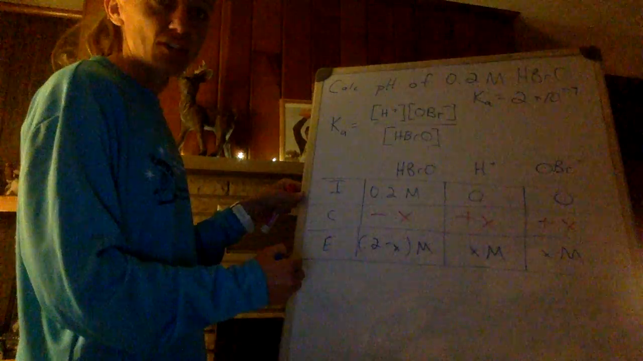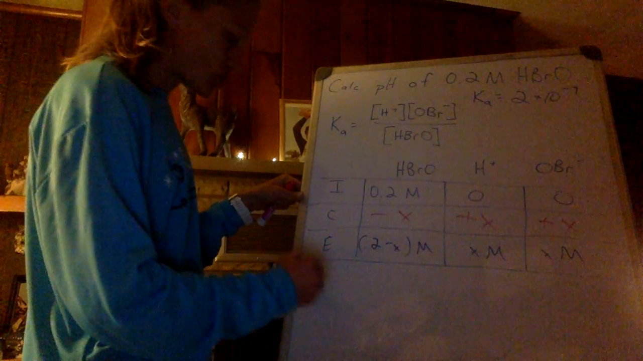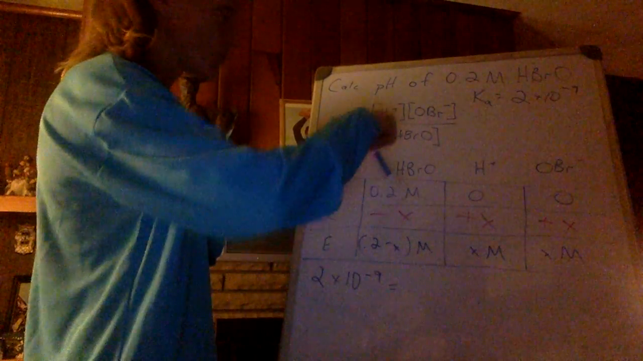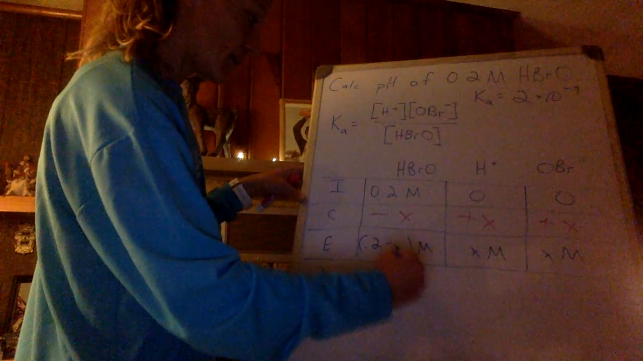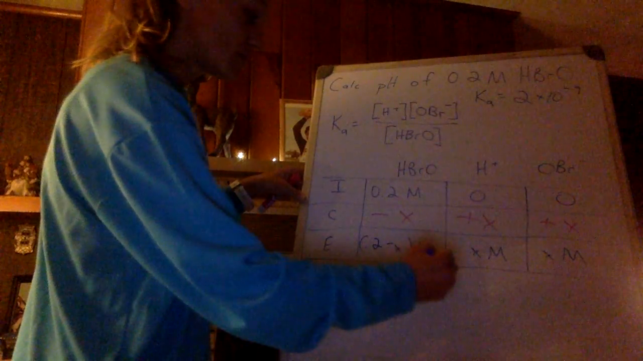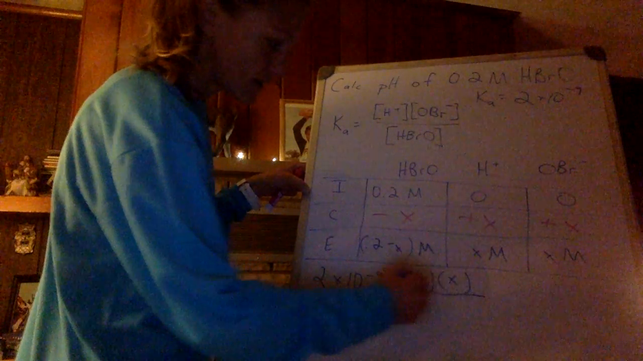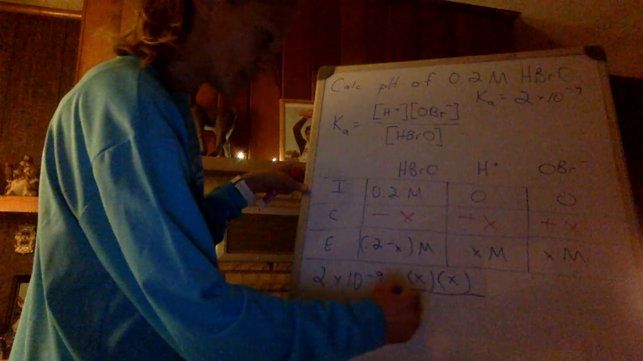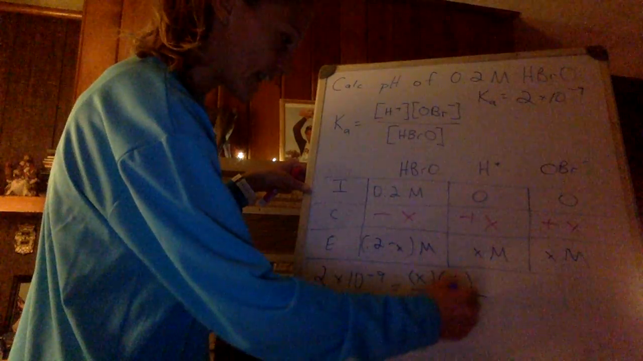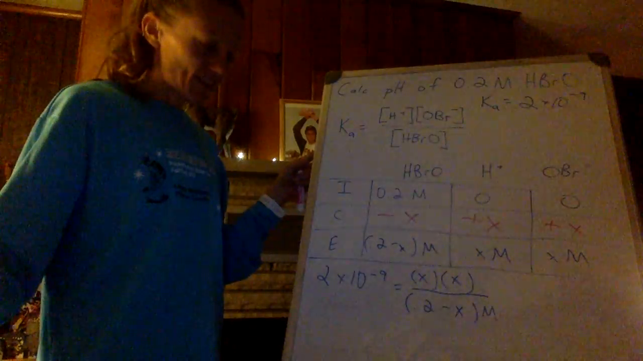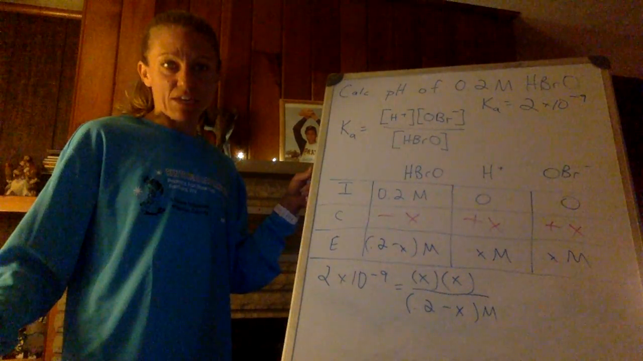I know Ka, and you should still be able to see this at the bottom: 2 times 10 to the negative ninth equals x is H, x is OBr, divided by 0.2 minus x molar on the bottom, and I see a problem. I see a quadratic equation coming up here because of x squared and pulling x out of that.